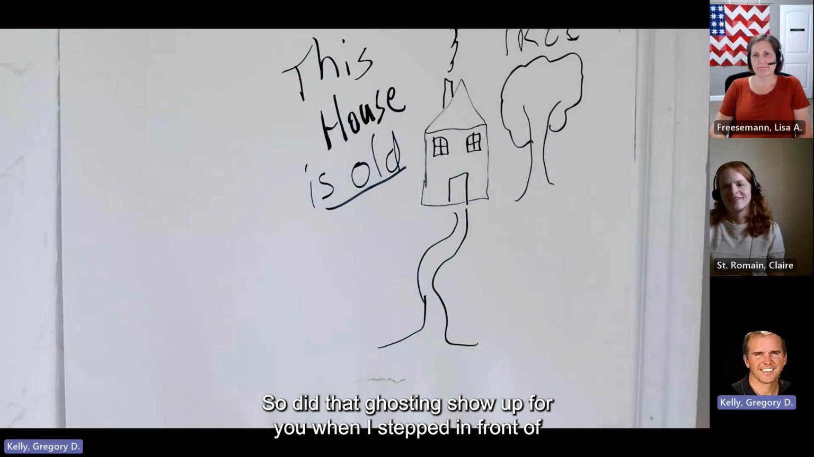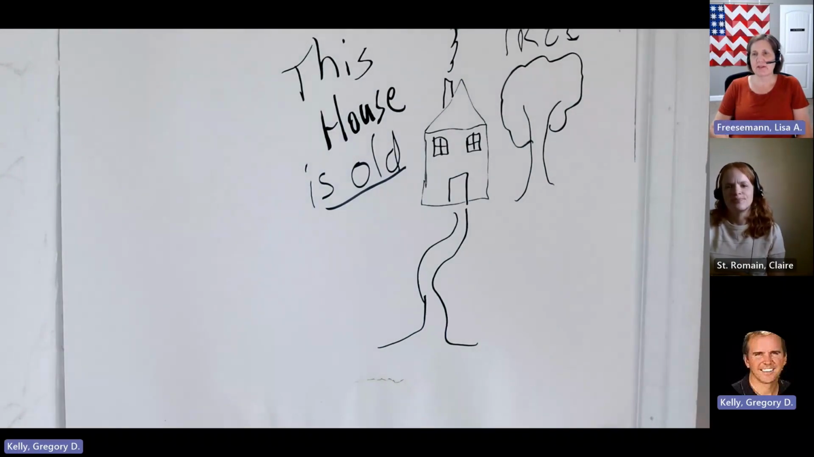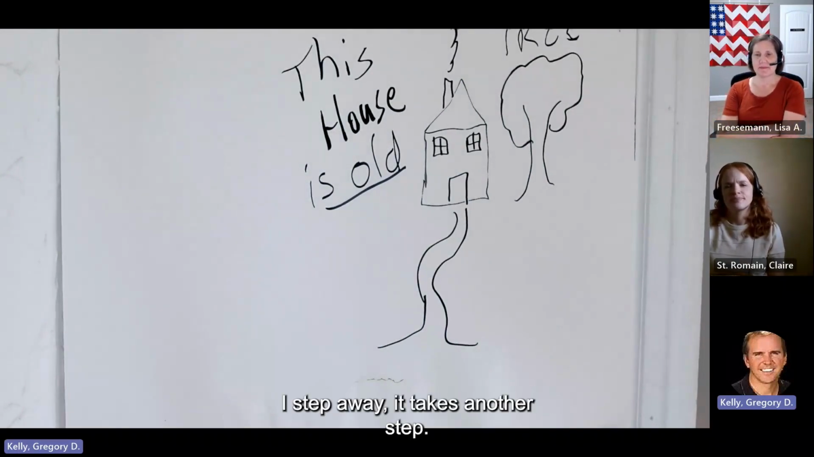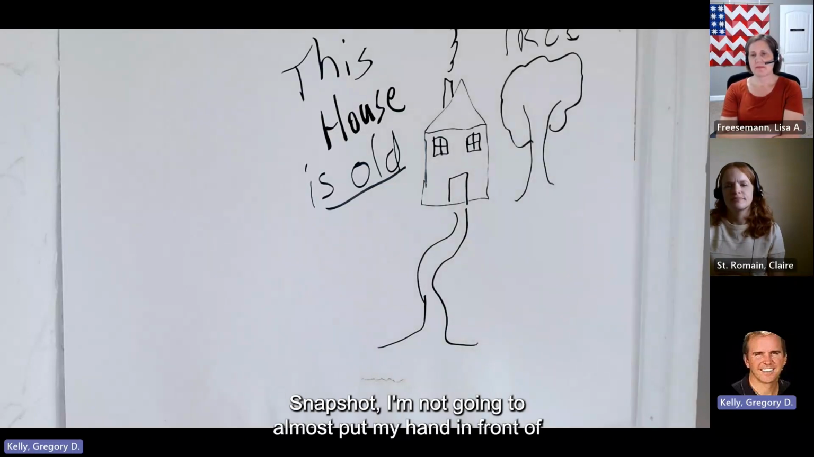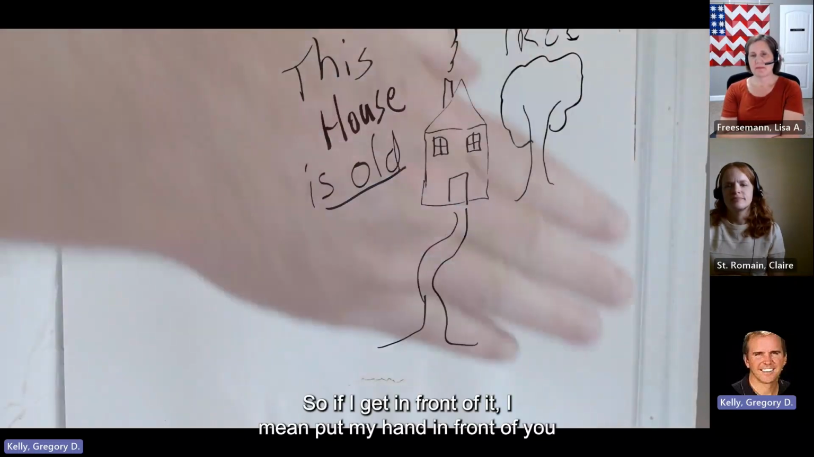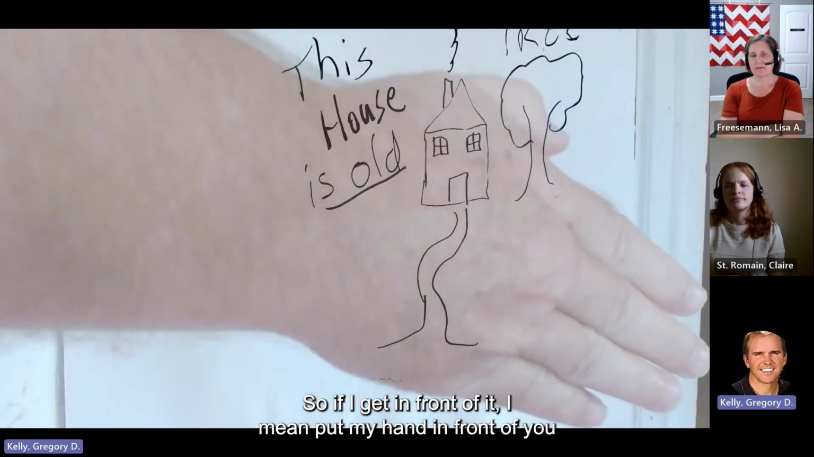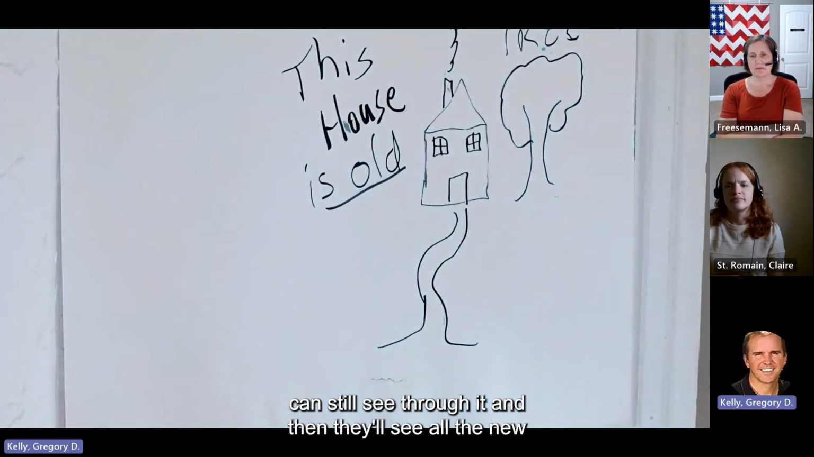So did that ghosting show up for you when I stepped in front of it? Okay. Sure did. Yeah, so you should be able to see through it. I step away, it takes another snapshot. I'm going to put my hand in front of it. So if I get in front of it, put my hand in front of it, you can still see through it, and then they'll see all the new features.